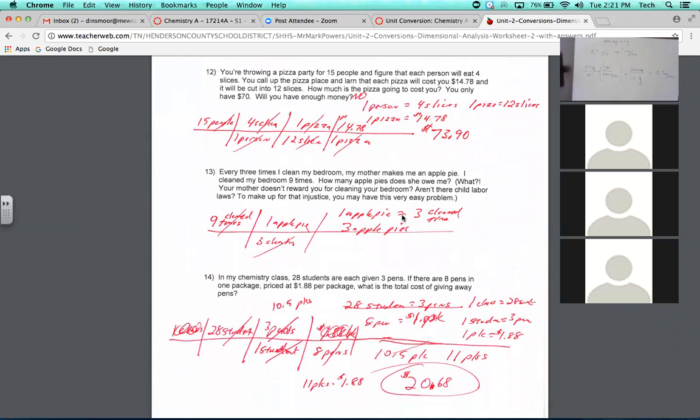But let's say we're throwing a pizza party for 15 people, and you can see the answer there, but I'm still going to walk you through how to do it anyways. And figure that each person will eat 4 slices. You call up the pizza place and learn that each pizza will cost you $14.78, and it will be cut into 12 slices. How much is the pizza going to cost you? You only have $70. Will you have enough money?